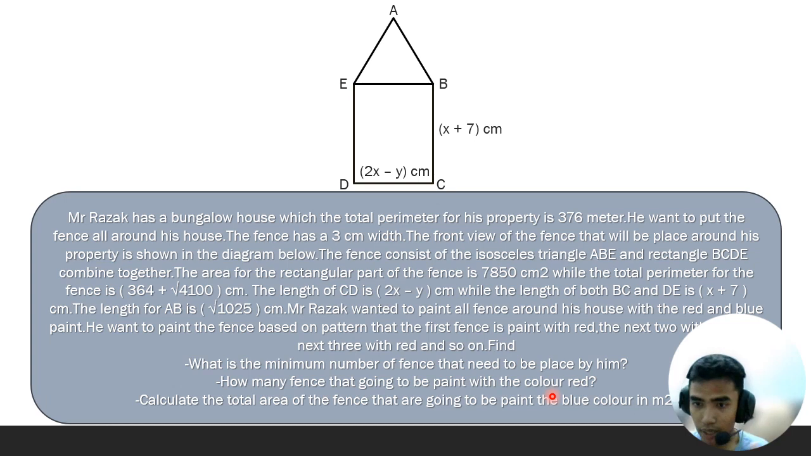The first fence is red, and the next two are blue, and the next three are red, and so on, which is the next four are going to be blue again, and the next five are going to be red, and it's all going to be repeated again until all fences have been painted. So the third question is to calculate the total area of the fence that is going to be painted blue in meters square.